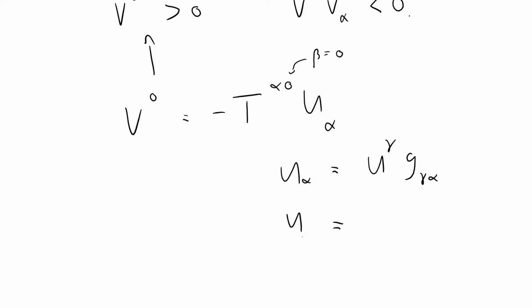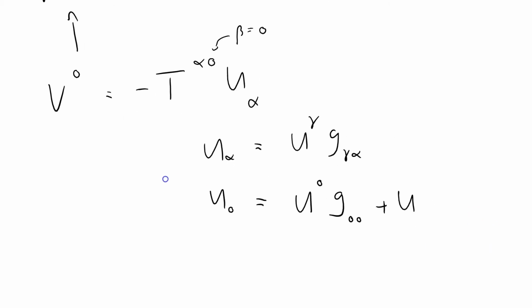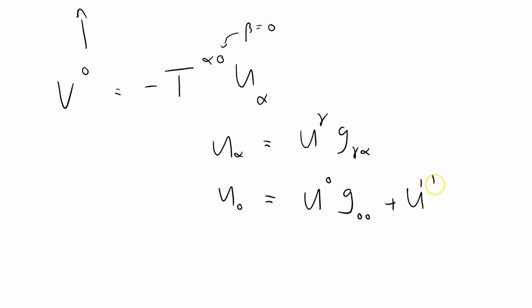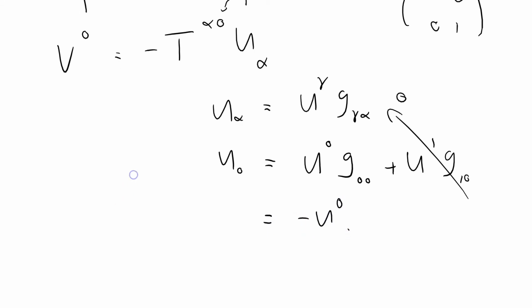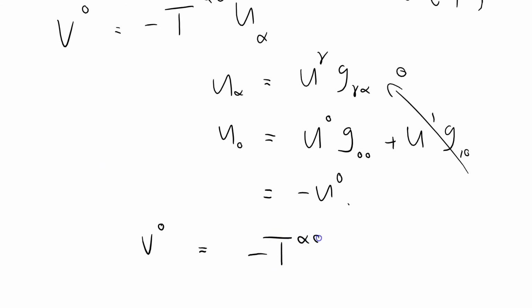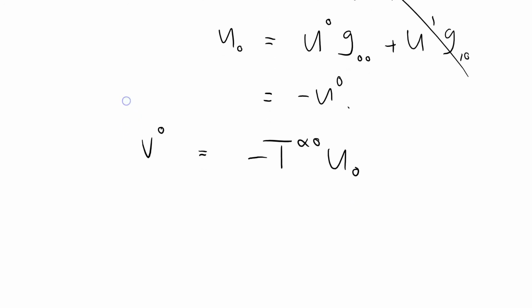So u0 equals u0 g00 plus u1 g10, I'm just working in two spatial dimensions here. And of course that's equal to 0 because my fundamental tensor is just that, so it's minus u0. So if I ask what v0 is, that's going to be equal to minus T alpha 0 u alpha.